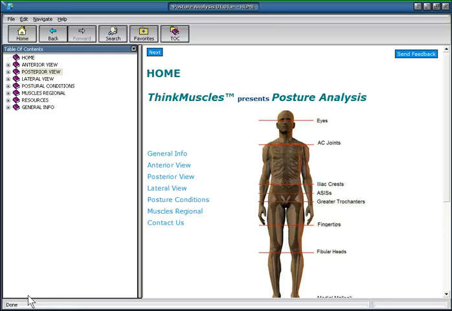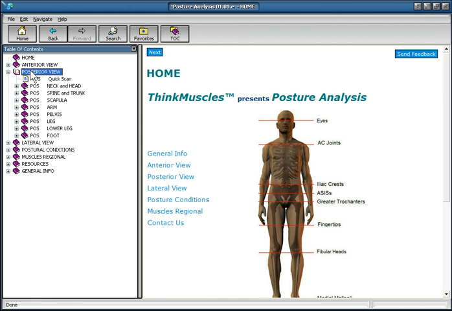So let's have a look at a couple of strategies that will show you how you can find what you actually want to look for. Firstly, let's say we're dealing with a client and you're looking at the client's back and we want to find some information about the scapula. So click on the plus sign next to posterior view, and a submenu opens, and the first entry says quick scan.